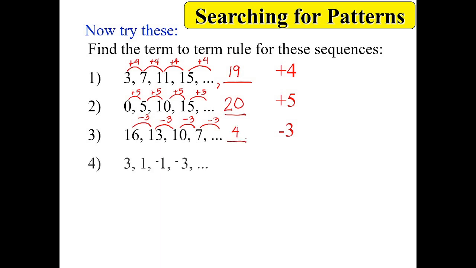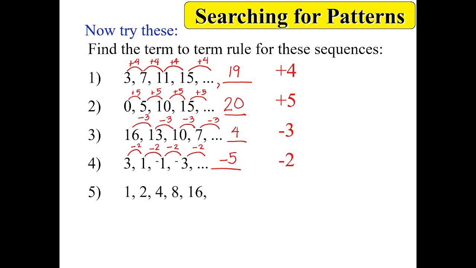Let's have number 4. 3, 1, negative 1, negative 3. What is the term-to-term rule or the pattern? Okay, that's correct. That's negative 2 or minus 2. So upon checking this, minus 2, that's right. Minus 2, that's correct. Negative 1, you'll get negative 3. For this one, the next term would be negative 5, because negative 3 minus 2 is negative 5.